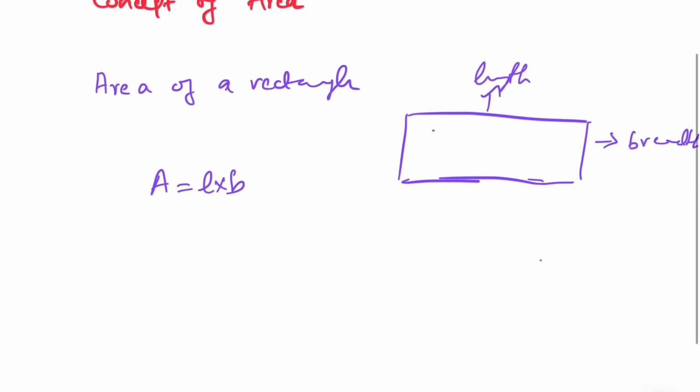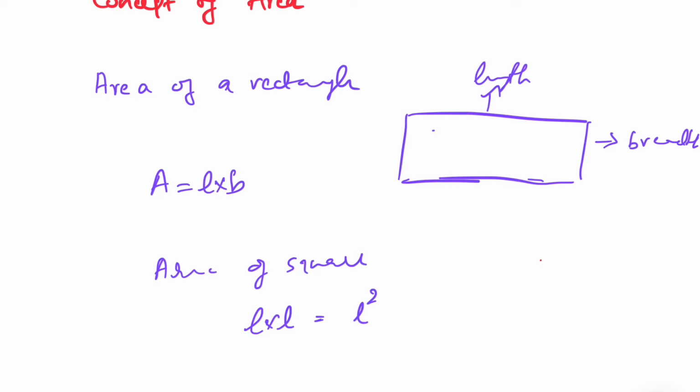So, the area of a square is the area of a rectangle whose length is equal to its breadth. So, area of square will be what? Length and breadth are equal here. So, it will be L into L, right? So, you will get L square or side square.